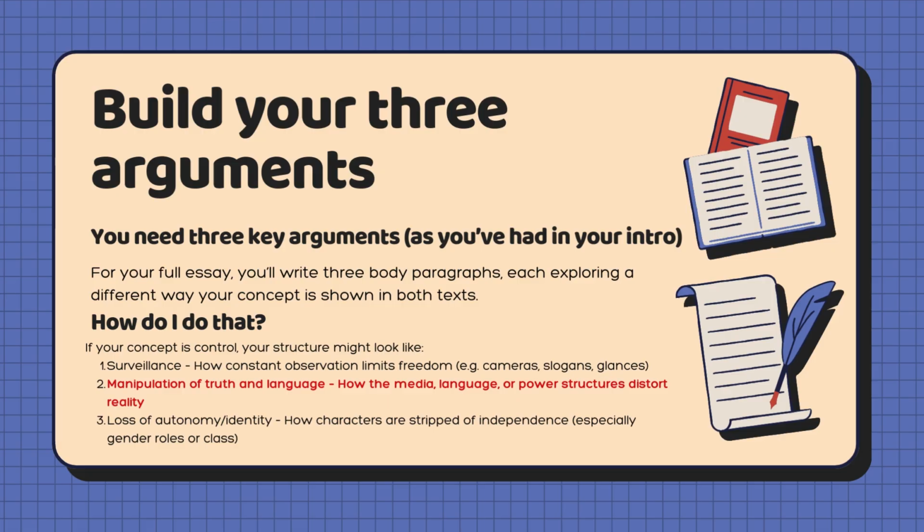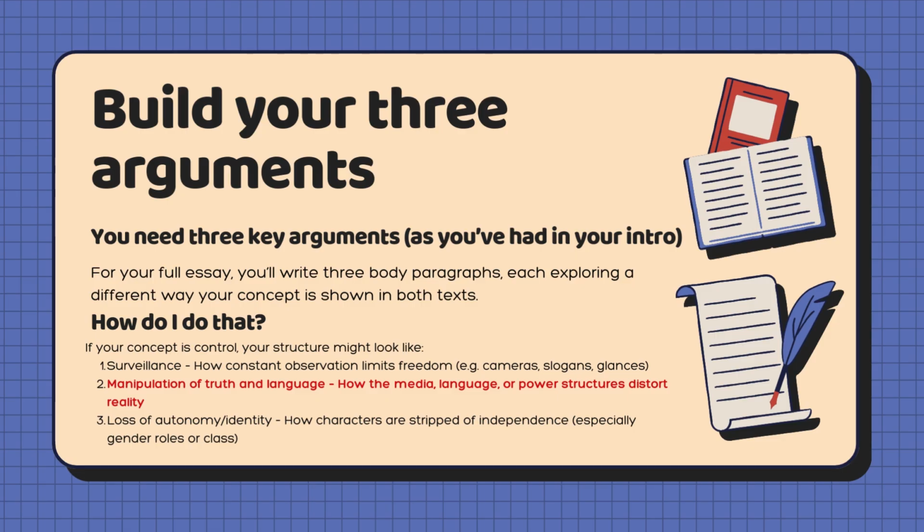As you are aware, you need to build three arguments across your analytical essay. For the purpose of this episode, I'll be focusing on my example body paragraph, which explores the theme of control within Margaret Atwood's The Handmaid's Tale and George Orwell's 1984, specifically on how control is constructed and maintained through language. You can see on the screen I'm focusing on that second dot point.